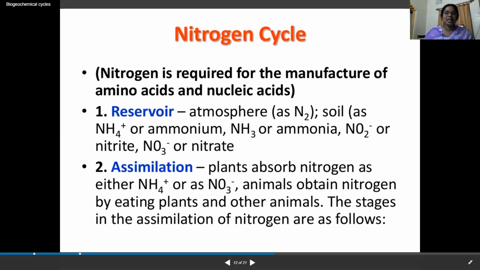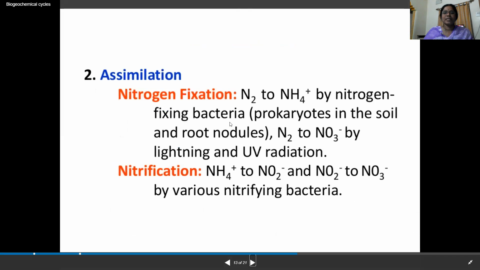The stages in the assimilation of nitrogen are: the first one is nitrogen fixation, in which molecular nitrogen N2 is converted to NH4+ by nitrogen-fixing bacteria, and also nitrogen to nitrates. One is to the ammonium, the second one to the nitrates. This can be done by lightning and UV radiation.